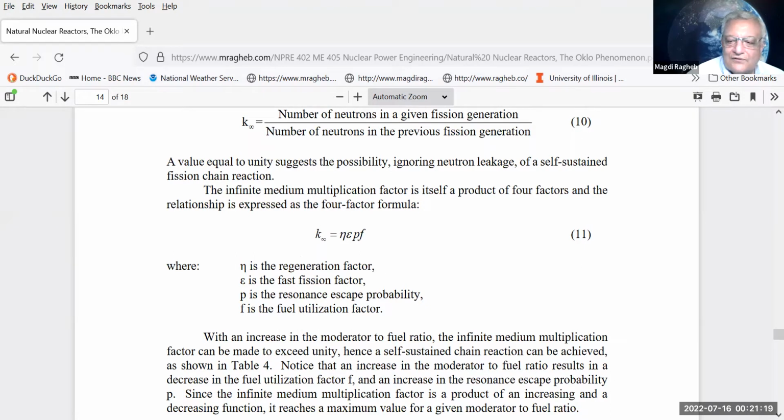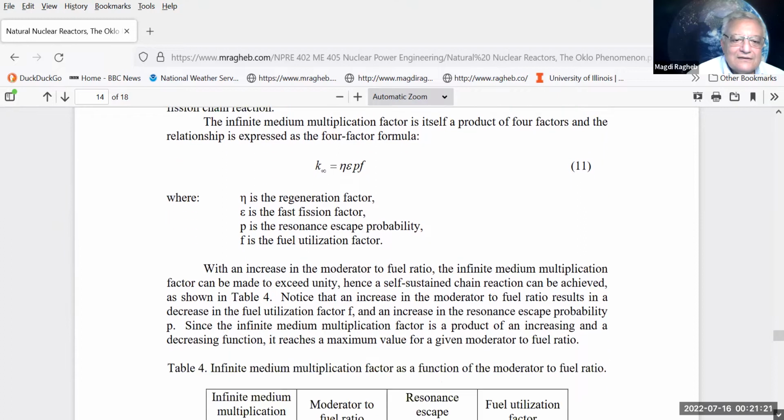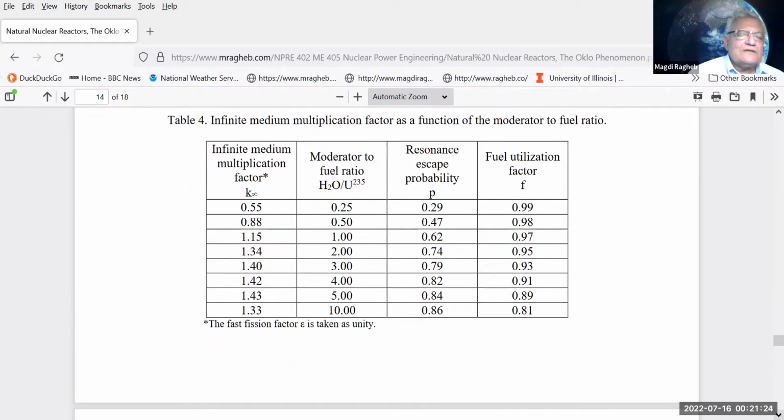So if you calculate the infinite medium multiplication factor K infinity as a function of the moderator to fuel ratio, you could see that as you increase your moderator to fuel ratio, you can increase your K infinity. But up to a point. You see here it reaches a maximum of 1.43, but too much water would shut down the chain reaction because the infinite medium multiplication factor also decreases.